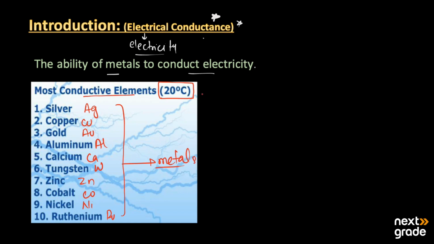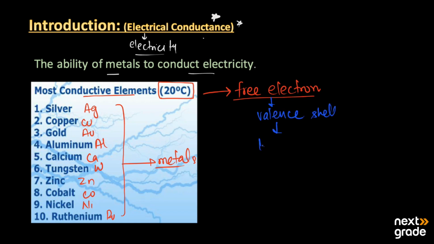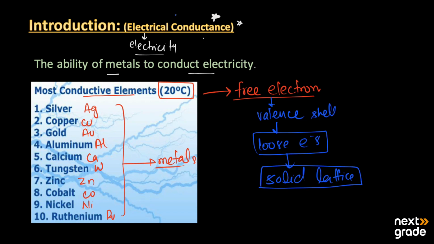Now, what is the reason behind metals conducting electricity? Because they have free electrons. These free electrons are present in their valence shell, and they can lose these electrons easily. So these electrons then come into the solid lattice and start to conduct electricity. This is the main reason for the electrical conductance of the elements.